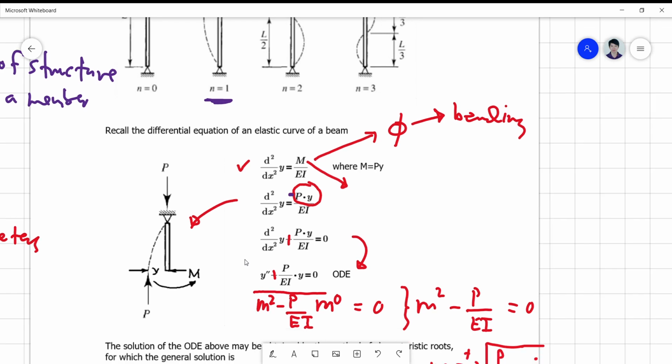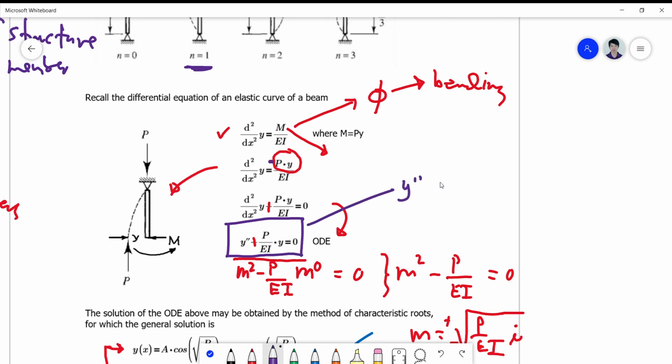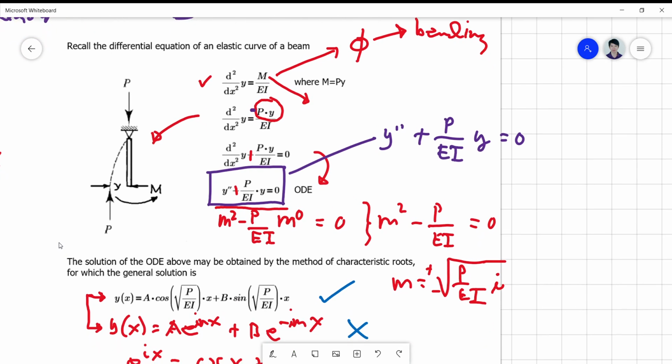Hence, fourth, if we continue to derive now the differential equation of the elastic curve, your differential equation will be this one. So I just want to rewrite it here. It's y double prime plus P over EI y equals 0. Okay, so this is an ordinary differential equation. It's not very difficult to take the solution of this.